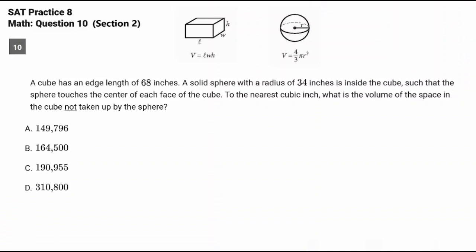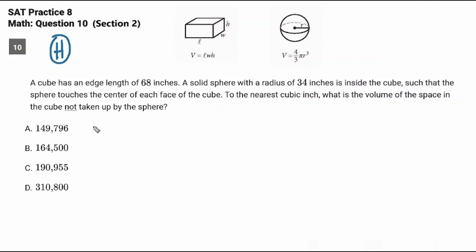We're on SAT Practice Test 8, Math Section 2. Welcome to Question 10. Level of difficulty is, it's hard. It's really just hard because it's a lot of work. A cube has an edge of 68. A solid sphere with a radius of 34 is inside the cube, such that the sphere touches the center of each face of the cube. To the nearest cubic inch, that's just a license to round, what is the volume of the space in the cube not taken up by the sphere?